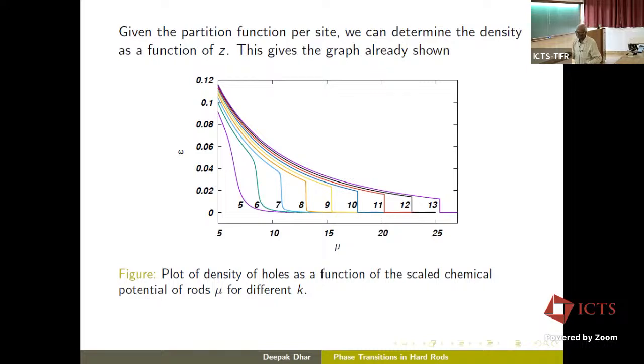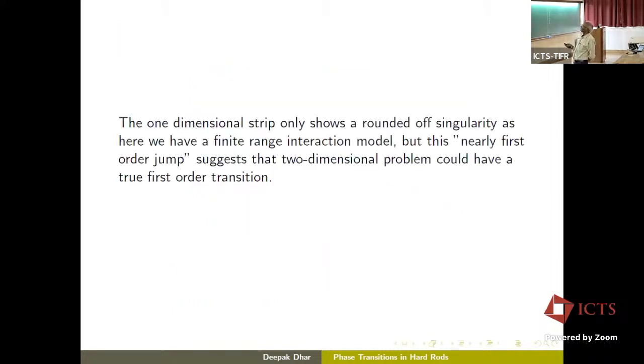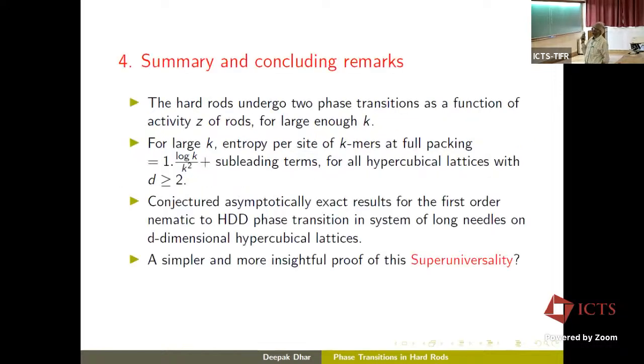The claim is that when you go to the real infinity, they will actually become sharp. But with this calculation, you only see a result which is rounded off singularities. There is no real jump. Okay, so that one-dimensional stripe only shows rounded off singularities, but it suggests that there is a nearly first-order jump in the true two-dimensional problem, and that is the part we haven't shown.